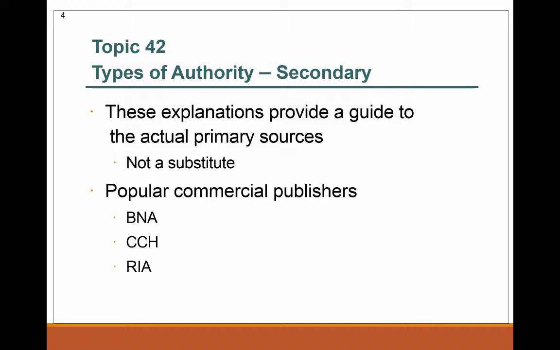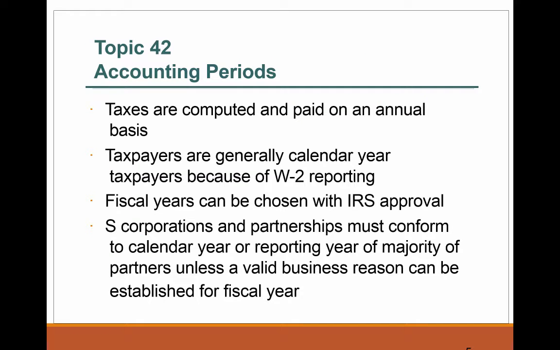So now let's move to our secondary types of authority. Now these are more like a guide. They're not really primary sources, they're a guide. They are not a substitute, but they kind of help us out. And CCH is probably the most commercial publisher that I've used in the past, and very heavily used in industry and in academia. So those are just some publishers that make sense and give you an English perspective on the tax law.